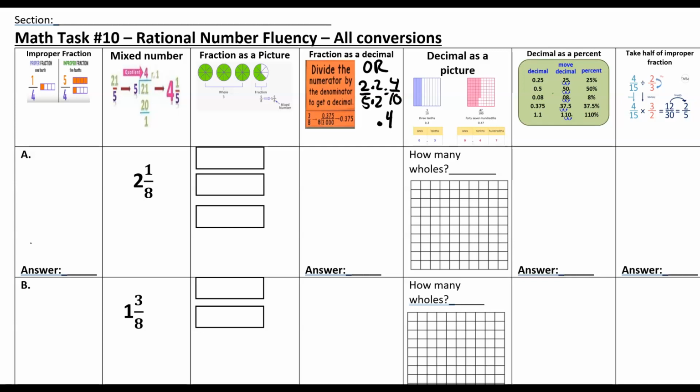Today, you notice I gave you a mixed number instead of an improper fraction to start. So you could start either by converting that mixed number to an improper fraction, or go right to the picture and then work backwards. I'm going to show you how to do the picture first.